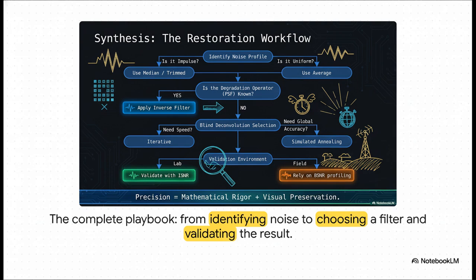You start by identifying the noise. Is it impulse noise? Go for a median filter. Is it more uniform? Maybe try an average. Then you ask the next big question. Do you know exactly how it was blurred? If you do, great, you can probably use an inverse filter. If not, well, you're in that tough, blind deconvolution territory, and you have to choose your method based on whether you need speed or perfect accuracy.